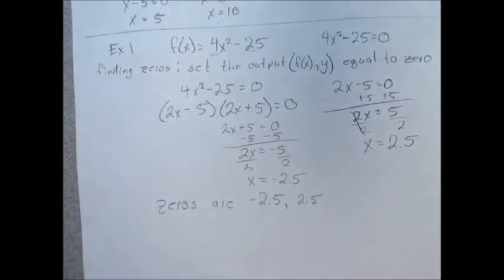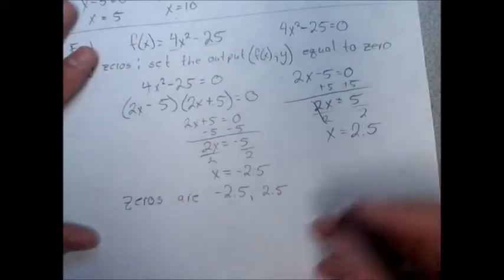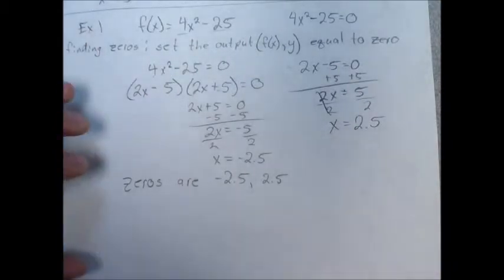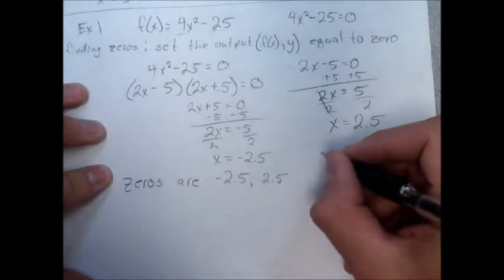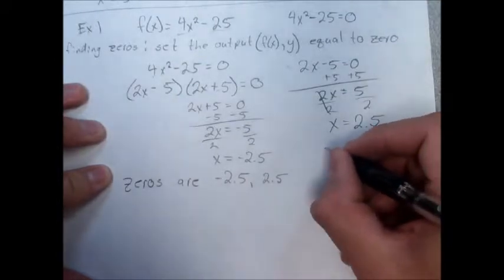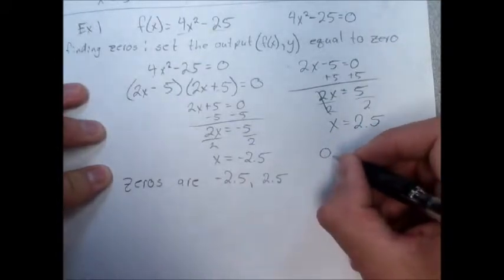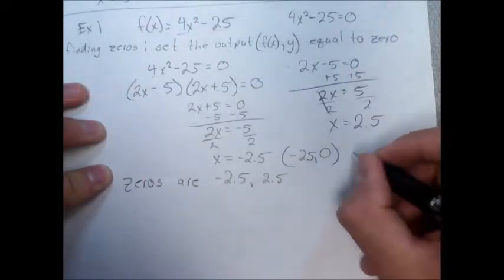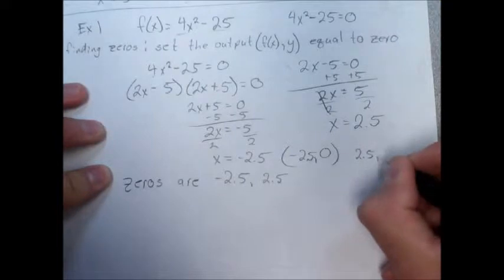Now, if it asks me where to locate my zeros, the location of zeros are at a coordinate, and it's where y equals 0. They are my x-intercepts. So it looks like this when you write down the coordinates. They intercept the x-axis at (-2.5, 0) and (2.5, 0).